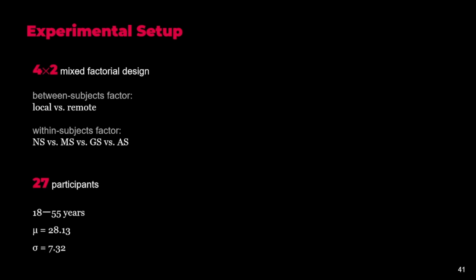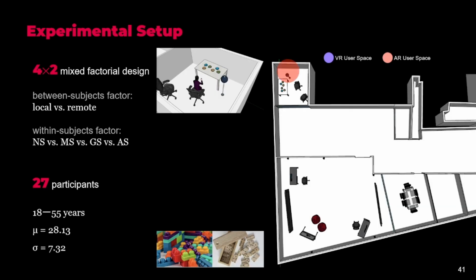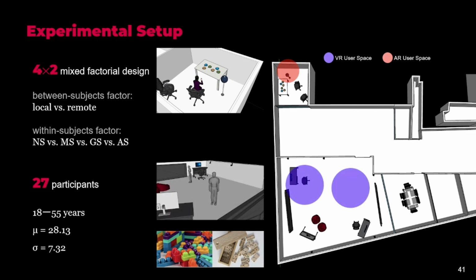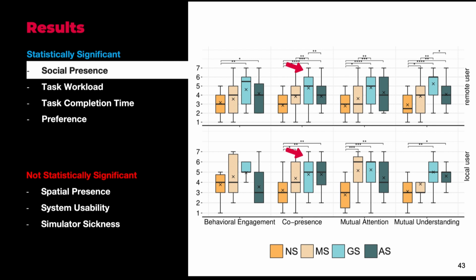I ran a user study. This time around, I designed a 4x2 mixed factorial design with 27 participants, and none of them had used this application before. First off, we compared various forms of presence that were being induced. For social presence, we did see an increase for users in GS conditions. This means that people were indeed more engaged in the conversation, especially co-presence, which is the sense that you're there with someone, was high in the GS condition.